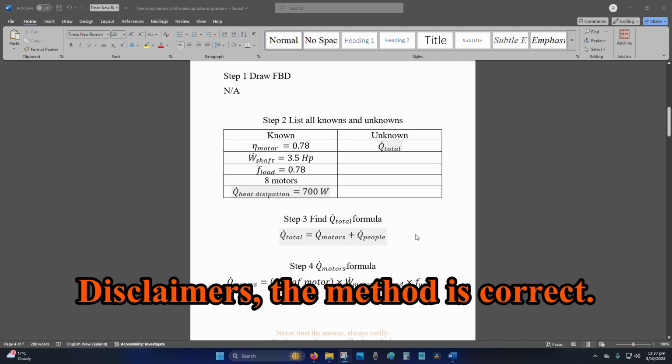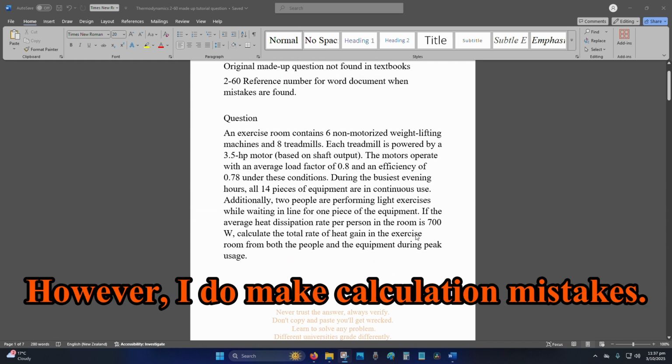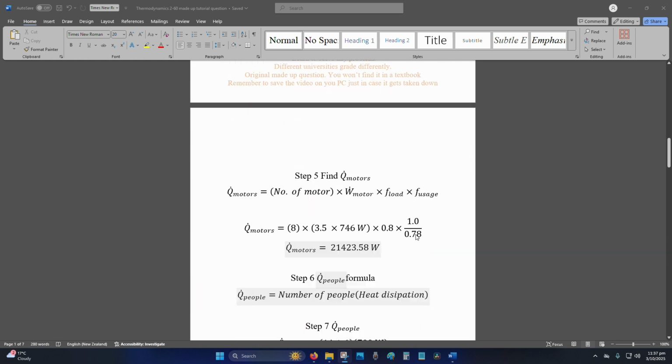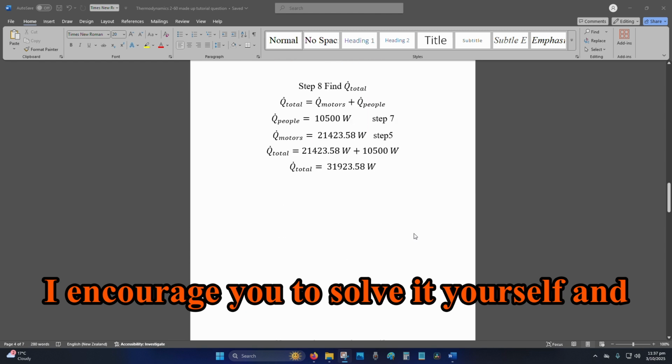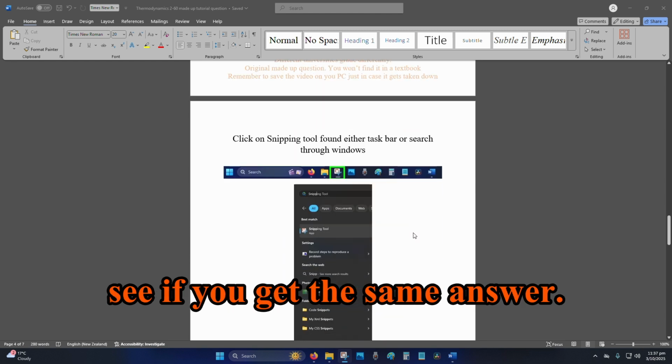Disclaimer: the method is correct, however, I do make calculation mistakes. I encourage you to solve it yourself and see if you get the same answer.